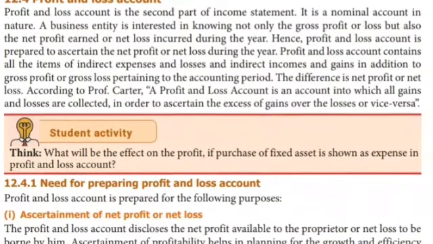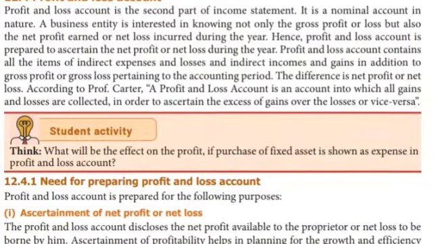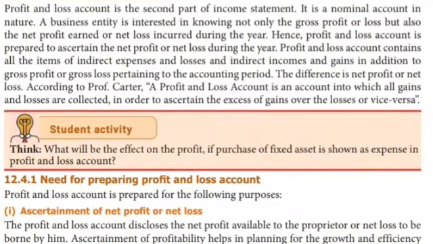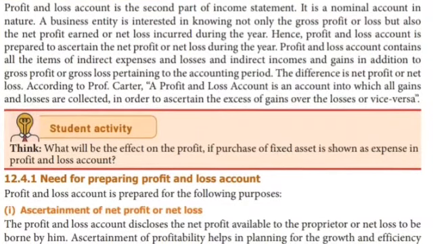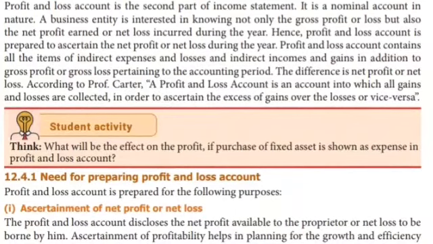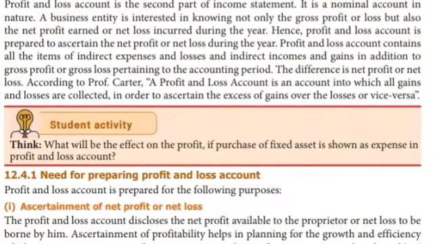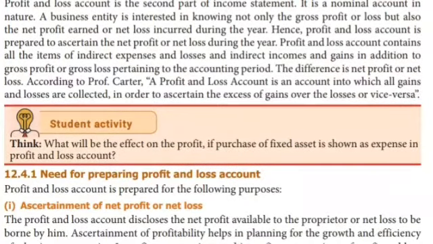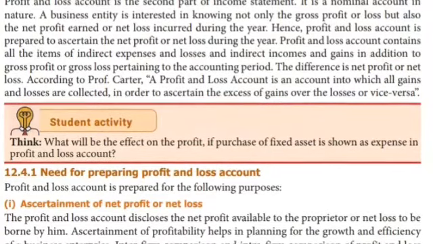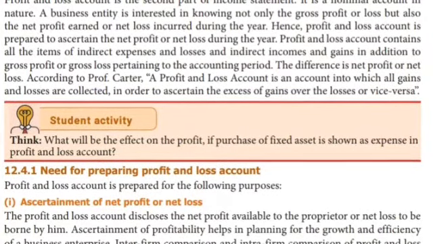A business entity is interested in knowing not only the gross profit or loss, but also the net profit earned or net loss incurred during the year. In the trading account theory we saw that the credit or debit balance is called gross profit or gross loss. In the P&L account, we have to find the balancing amount of the debit side or credit side, and that amount we call net profit or net loss.